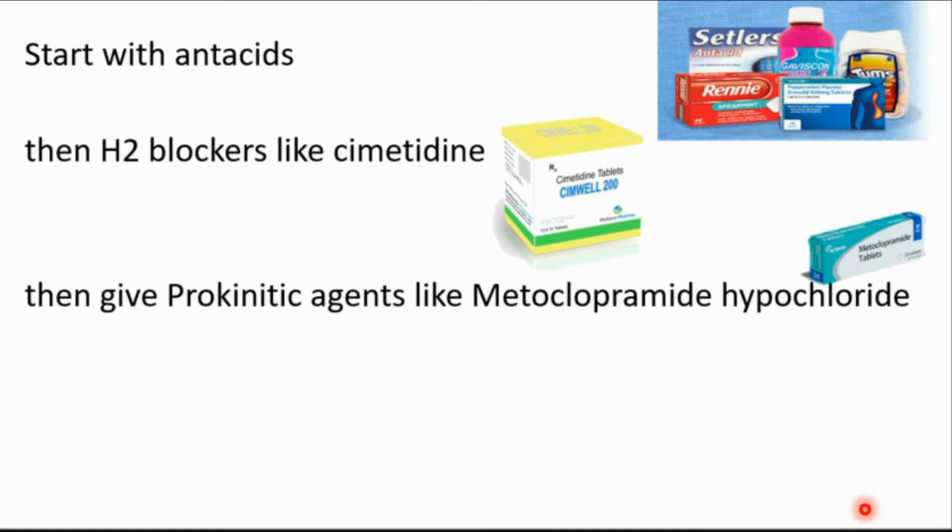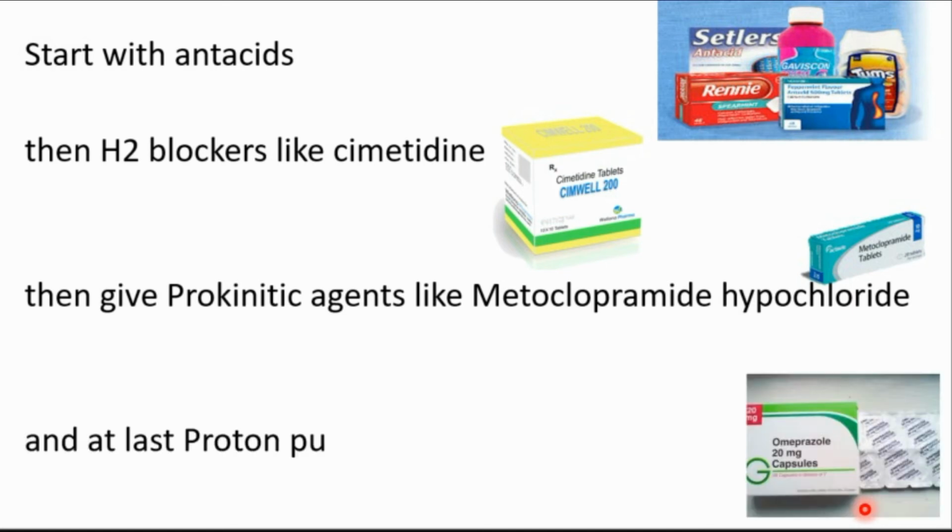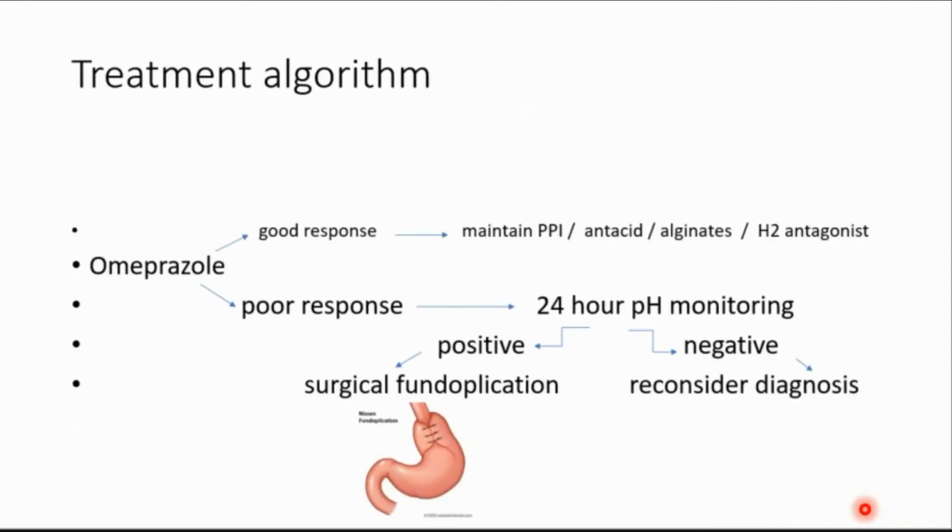And the last is proton pump inhibitors like omeprazole. They mainly have chronic side effects, so they are safe for acute use. Chronic side effects like vitamin B12 deficiency, infection with Clostridium difficile, and many more. So the treatment algorithm consists of starting with omeprazole. If the patient is showing a good response, we will maintain the proton pump inhibitor and NSAID alginates and H2 antagonist.